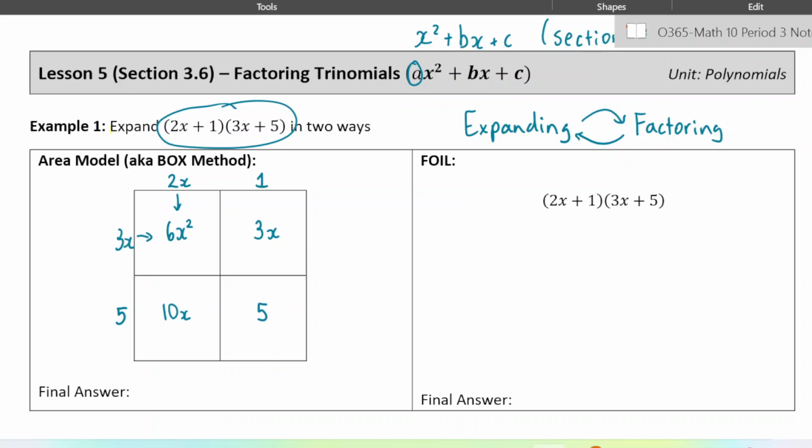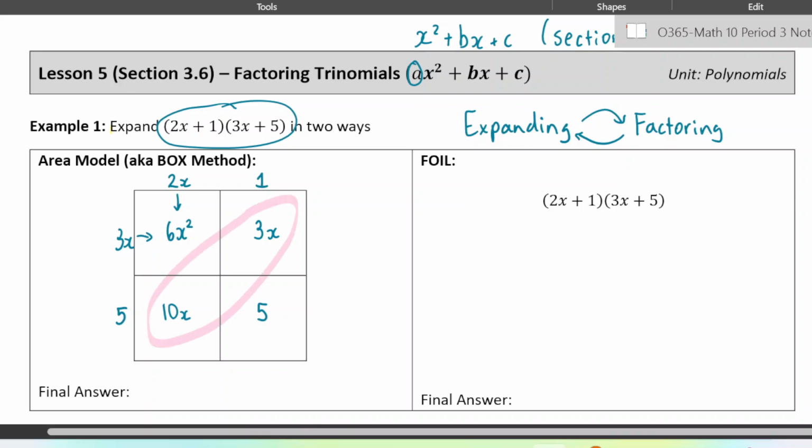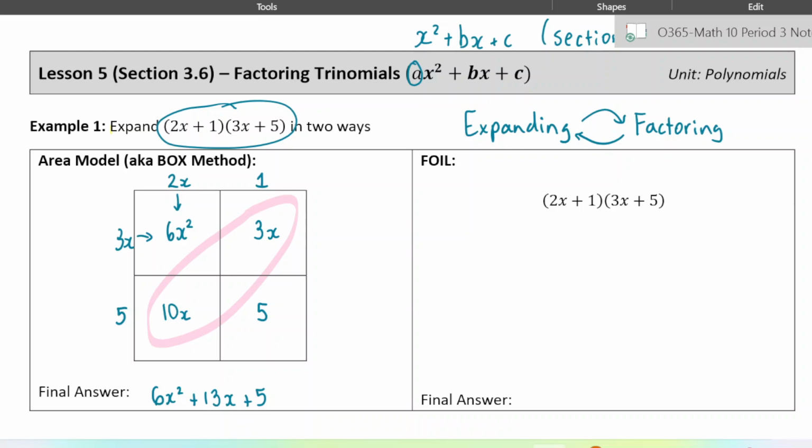And we look for these like terms. So here we need to combine these to write our final answer. 10 plus 3 is 13, so I'll have 6x squared plus 13x plus 5 as my final answer. Okay, let's practice doing the FOIL method.